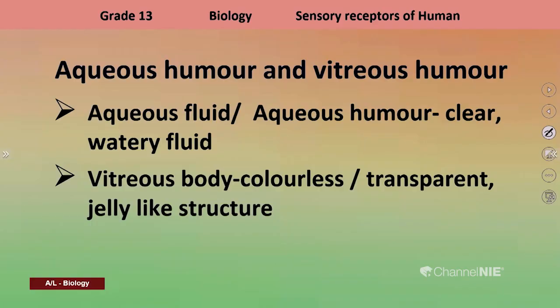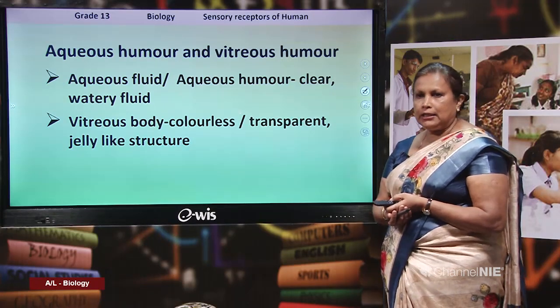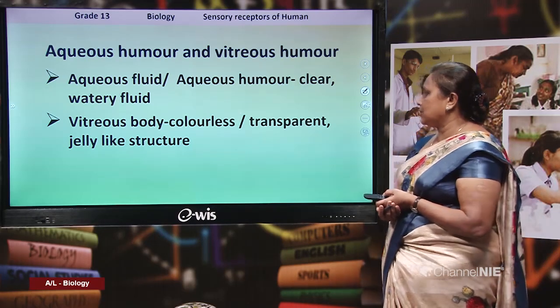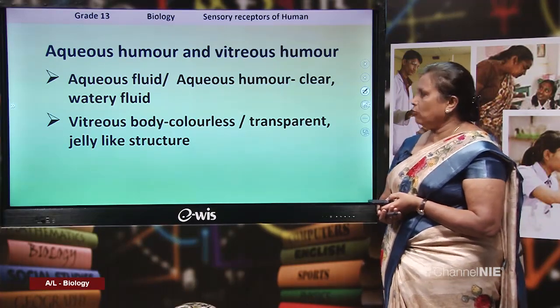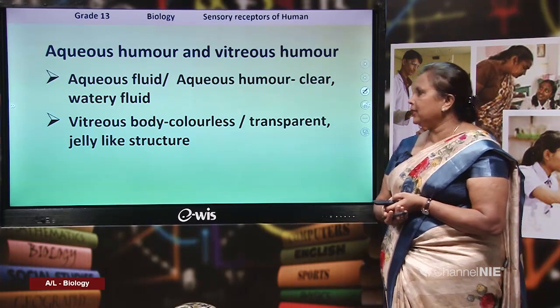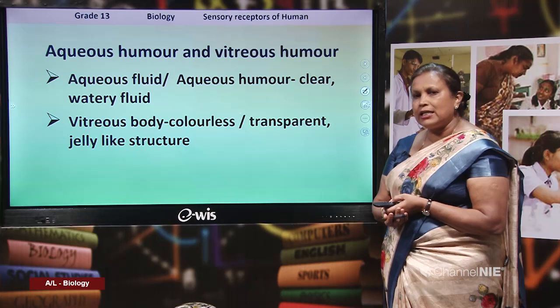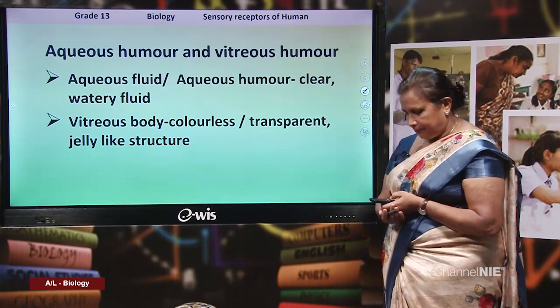Aqueous humor and vitreous humor. The aqueous fluid is situated between the lens and the cornea, which is the anterior region of the eye. The vitreous body is situated behind the lens, and is a colorless, transparent, jelly-like structure. It has more refractive power compared to the aqueous fluid. These give certain protection to the eye and also give shape to the different parts of the eye.